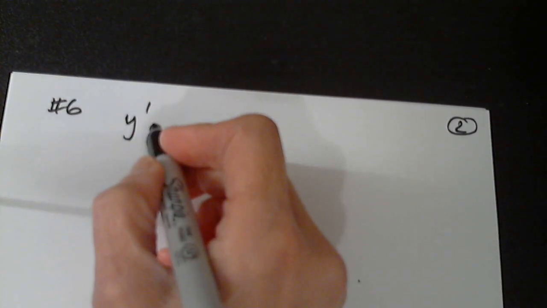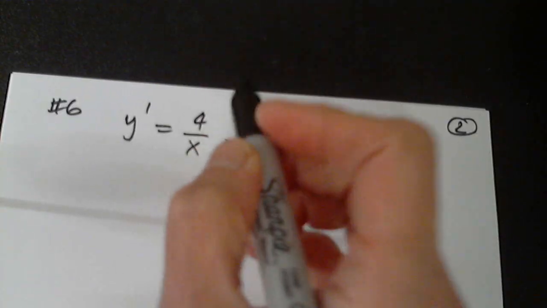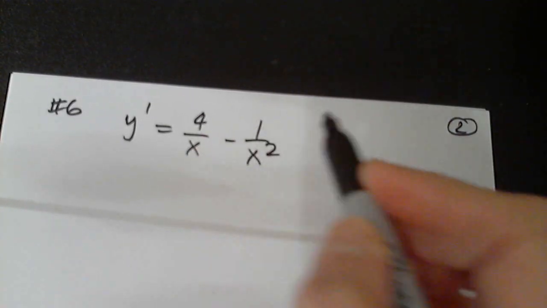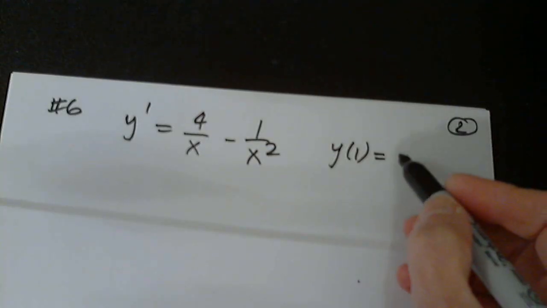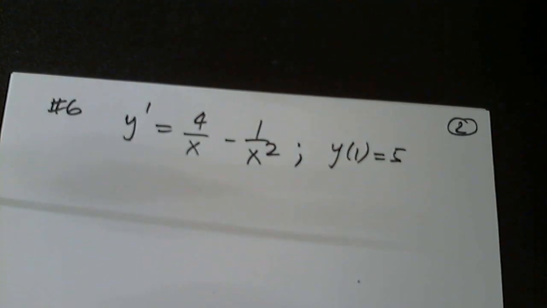6. Okay, so we have y prime equals 4 over x minus 1 over x squared. And they're telling us that when x is 1, y is 5.